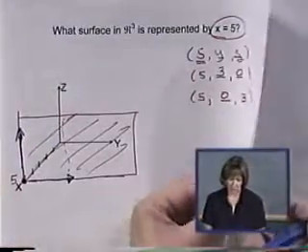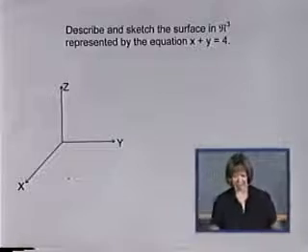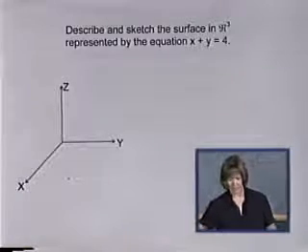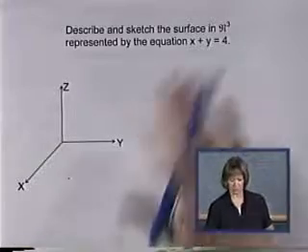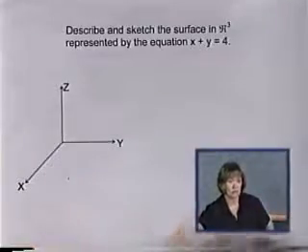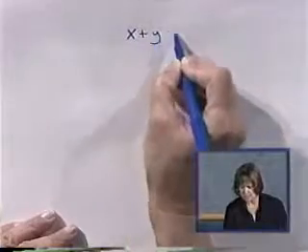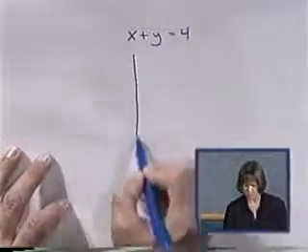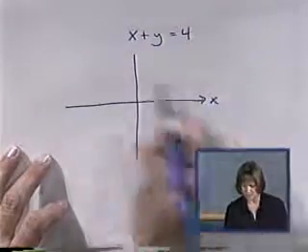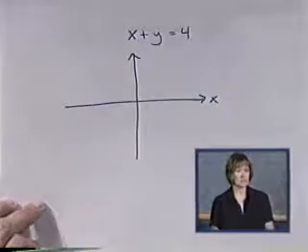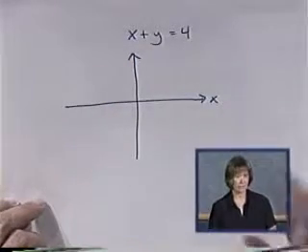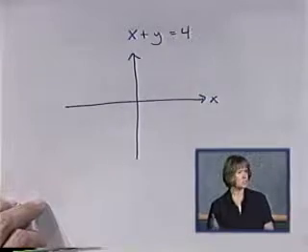Okay, let's look at another one. What if I have the equation x plus y equals 4? But before I do that in 3 space, let's go back and do it in 2 space. If you had to graph the line x plus y equals 4 in 2-dimensional space, where you just had your x-axis and your y-axis, does anybody know what that looks like? Well, it's a line for sure, right?